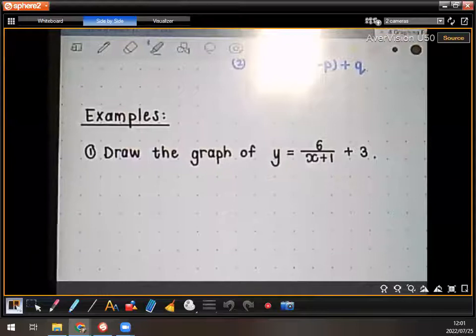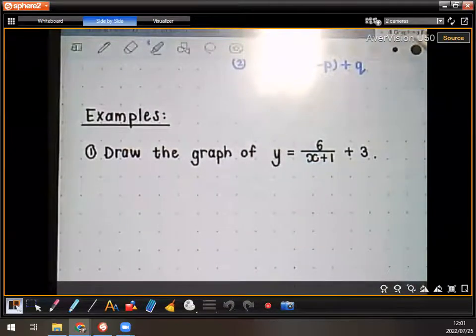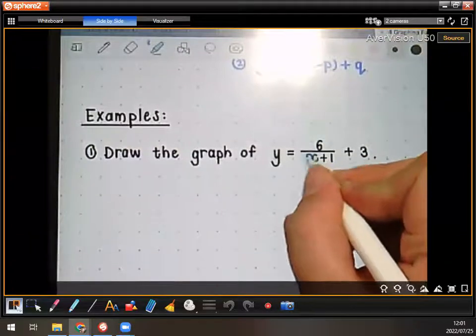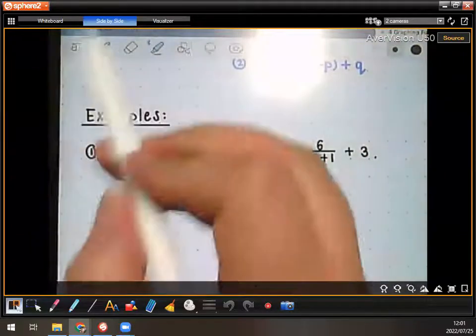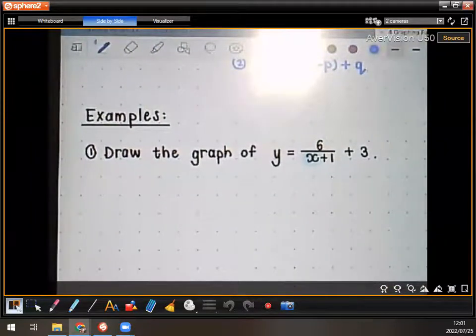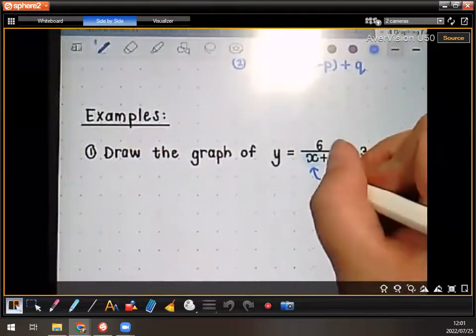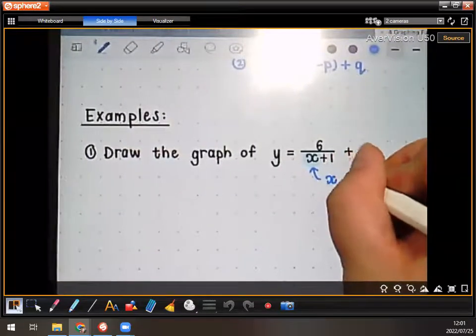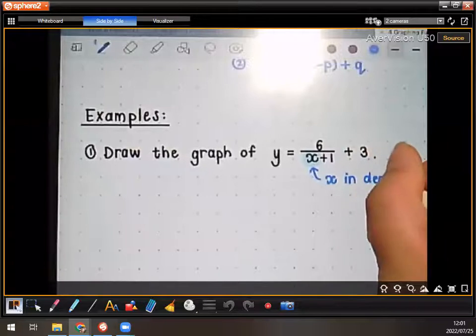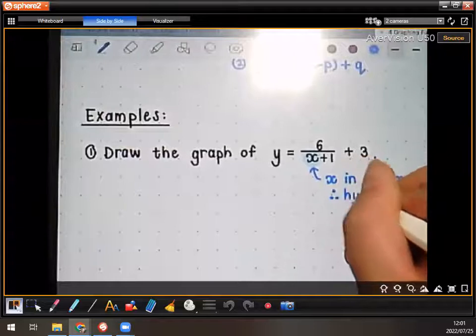You're always looking at where the x is, right? So for a parabola, there's always an x squared. For a hyperbola, the x is always in your denominator. Okay, so maybe let's just write that there. Obviously, we know this is a hyperbola because we're busy with hyperbolas, but in a test, that might not be the case. All right, so x in denominator, therefore hyperbola.